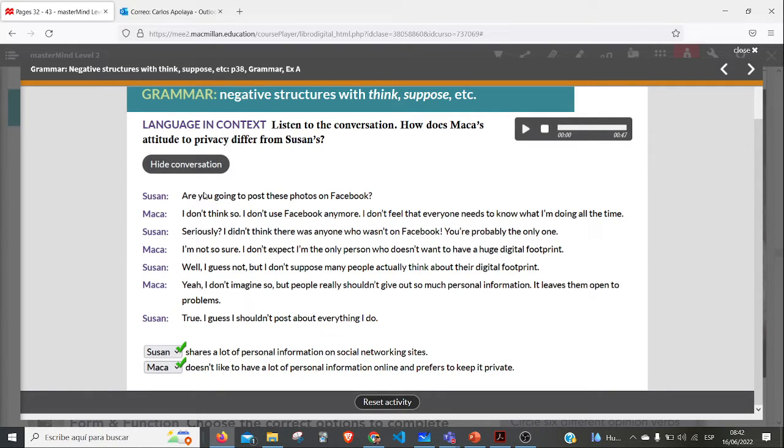Ahora di. Are you going to post these photos on Facebook? Amazing. Ahora esta te mira, Charles. Between two vowel sounds, you pronounce like? Photos. Photos. Photos. Yeah, so ahora más confianza. Are you gonna post these photos on Facebook? Are you gonna post these photos on Facebook? Amazing. Here, you read again. I don't think so.